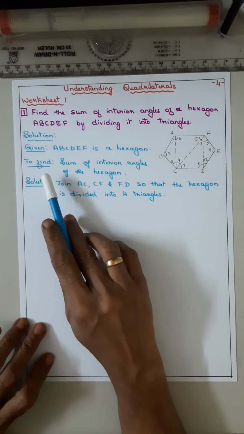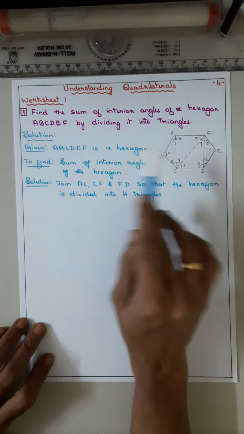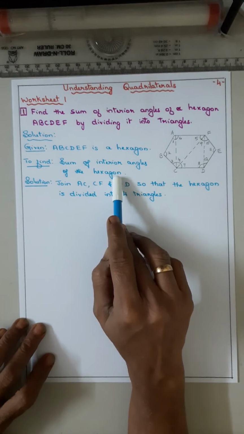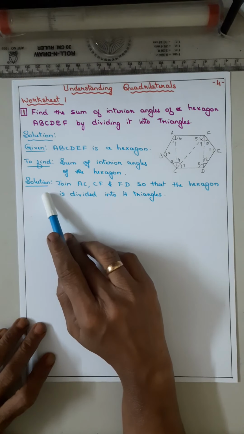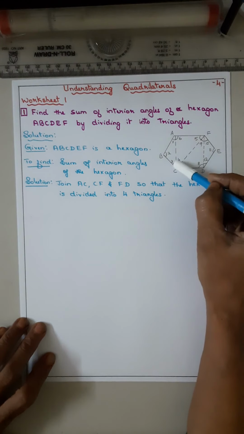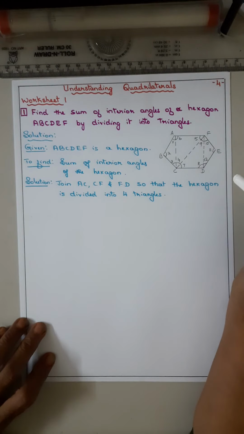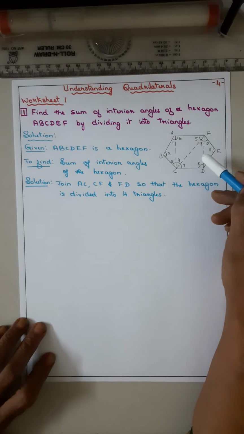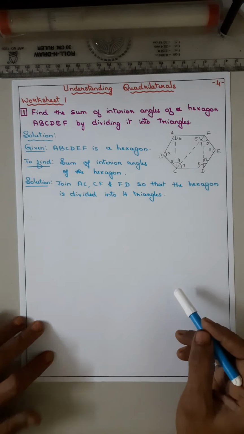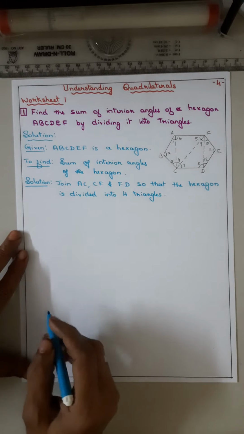For every sum we have to write: given ABCDEF is a hexagon. To find the sum of the interior angles of the hexagon, solution. We have to divide into triangles, isn't it? So join AC, CF and FD so that the hexagon is divided into 4 triangles. AC, CF, FD, that is why it is drawn with dotted lines. Okay, now next what we have to do? We got 4 triangles.